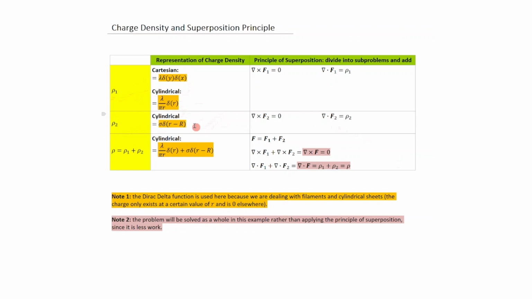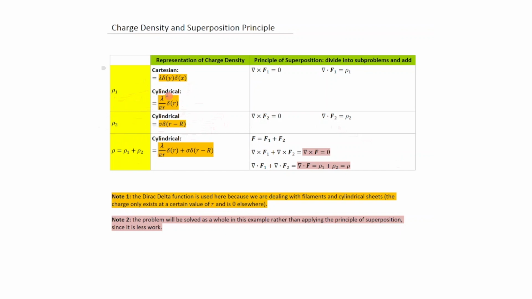For the cylindrical surface, it's a sheet, right? The only option here would be to use cylindrical coordinates to describe what the delta function would look like. So in this case, for the surface charge on the cylinder of radius r, it would be delta of r minus r times sigma, sigma being the charge density in coulombs per meter squared.